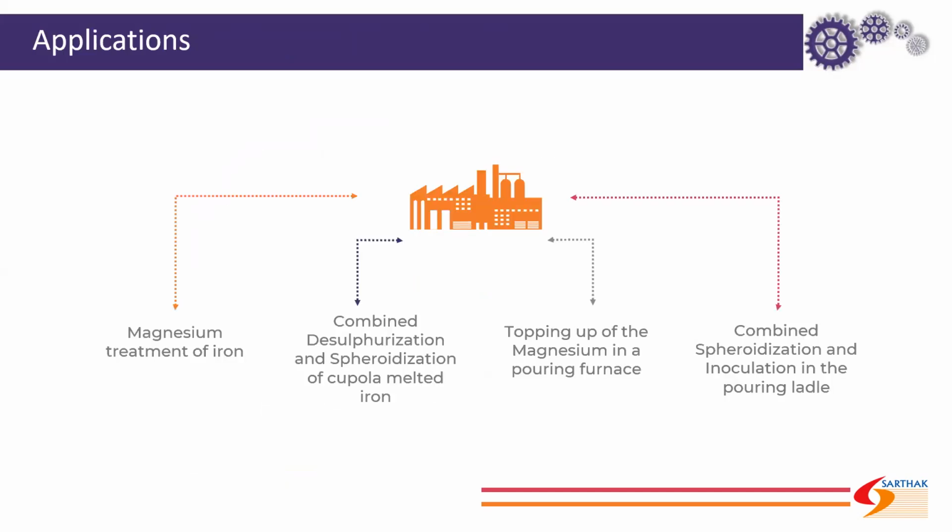Applications: magnesium treatment of iron, combined desulfurization and nodulization. Some people are doing duplexing, but nowadays no one is doing duplexing, so that is a different part. Also topping up of magnesium in the pouring furnace, and combined nodulization and inoculation in the pouring ladle.